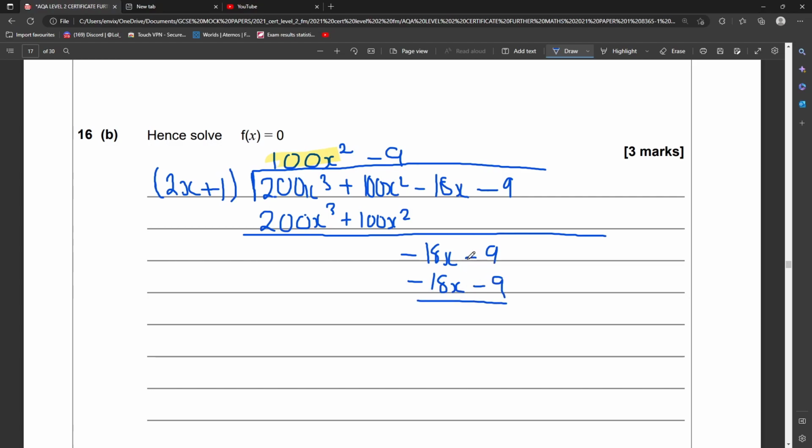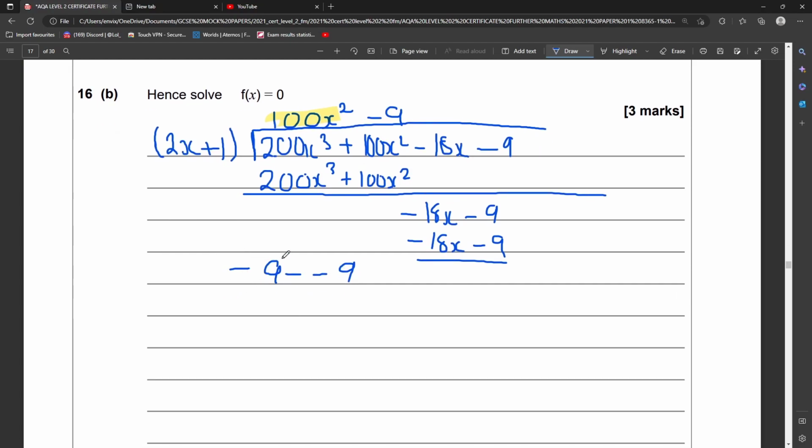And if we subtract this negative 9, negative 9 take away negative 9, that gives us negative 9 plus 9, which is the same as 0. Let me just write this, negative 9 minus like this. So we know that this is going to make a positive, and negative 9 plus 9 equals 0.